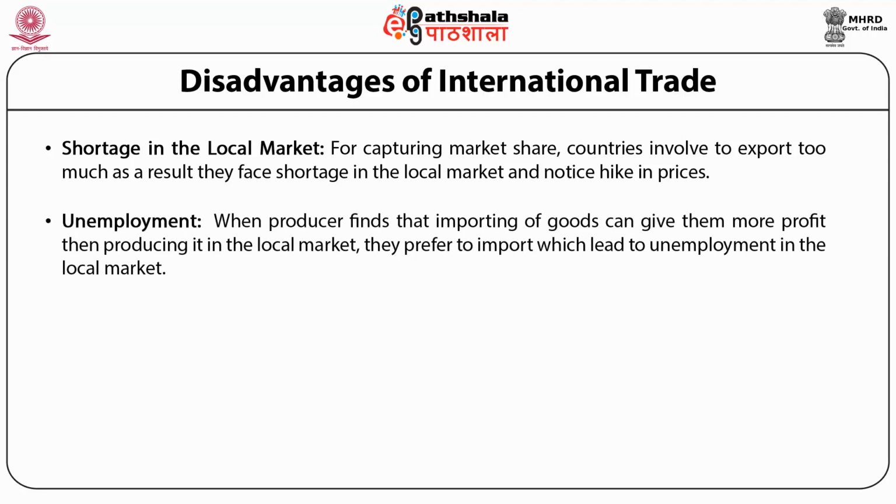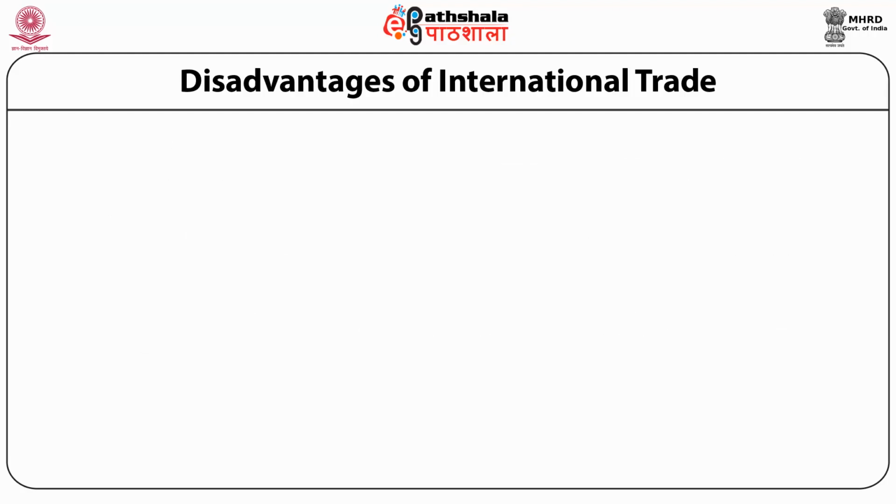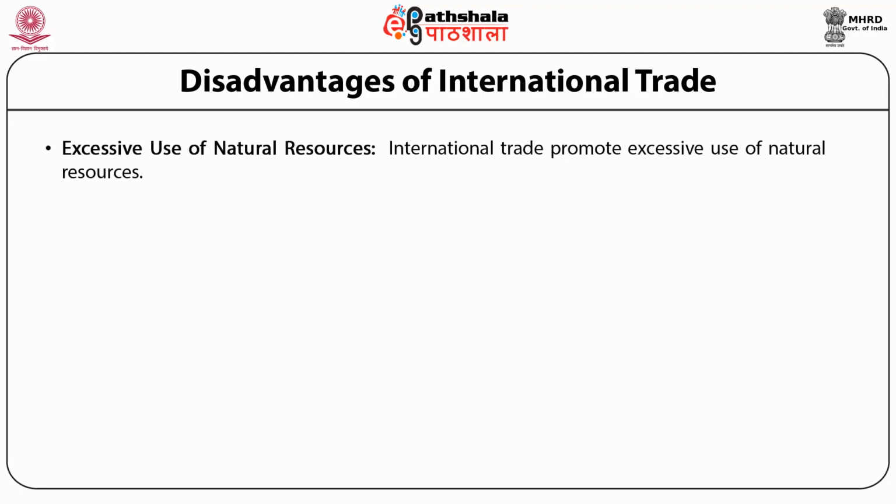When the producer finds that importing goods can give them more profit than producing them in the local market, they prefer to import, which leads to unemployment in the local market. To achieve economies of scale and cheap labor in foreign countries, manufacturing units are established there, which leads to unemployment in the home country. Due to international trade, there is excessive utilization of natural resources.